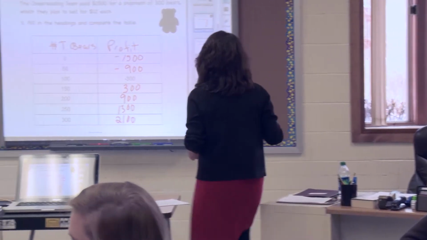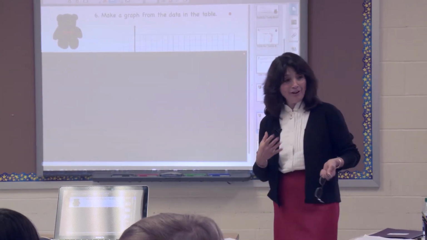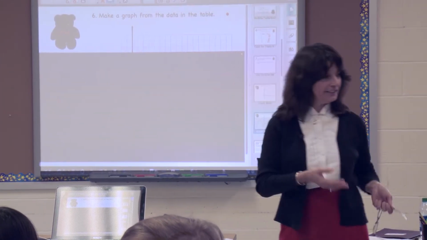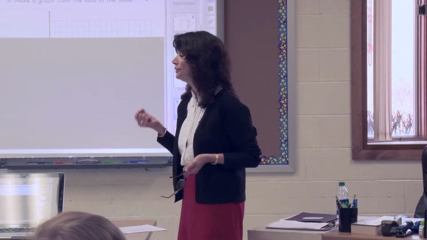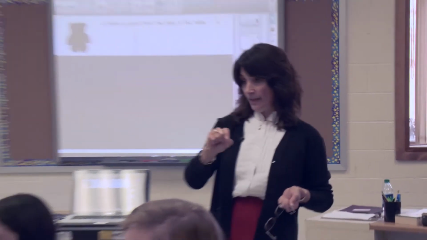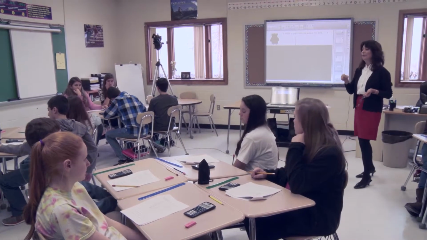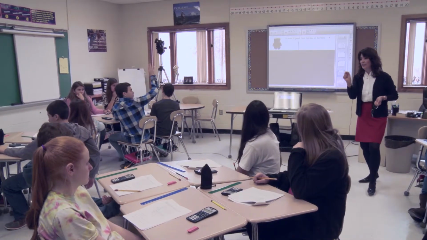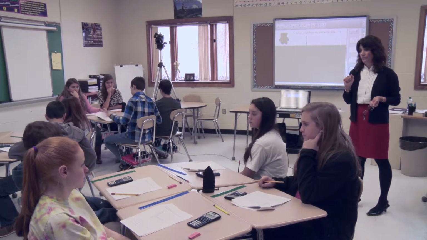Very good. Okay, then you have to graph, and there were a lot of problems with the graphing. It was hard for you to figure out what your scale should be, your intervals. But what was the first point you graphed? Dean? 0, negative 1,500. What does that point represent? That they haven't sold any teddy bears and they're $1,500 in debt.